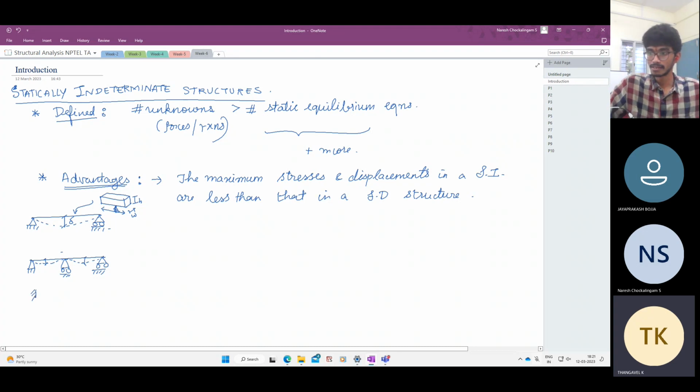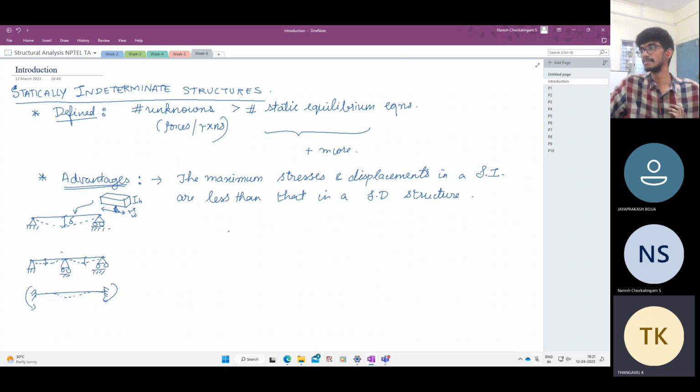Similarly, if you make it a fixed beam, which is also statically indeterminate, again, the maximum displacement will be reduced so much. The reason is again hogging moments that are generated here. So the maximum stresses and maximum displacements in a statically indeterminate structure are in general less than a statically determinate structure.